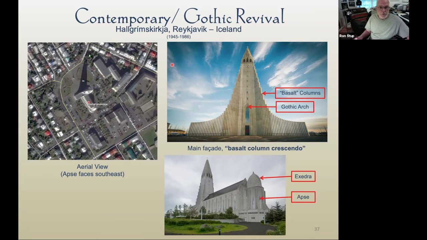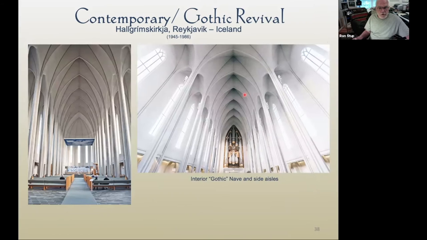Again, this is built starting in '45. So they had the use of steels, probably a steel frame with stone hung on it. So you wouldn't need buttresses, flying buttresses, other than anything for ornament. And it has an apse and it has an exedra. And the interior is very severe.